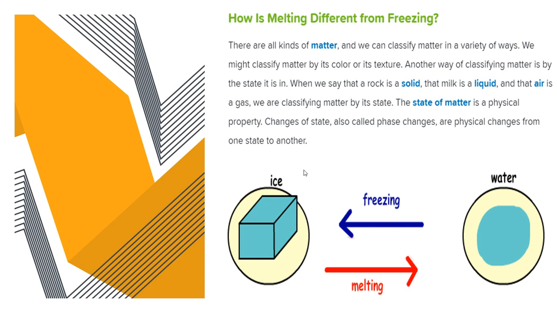So how is melting different from freezing? There are all kinds of matter. We classify matter in a variety of ways, by its color or its texture. Remember, that's called properties. Properties is how you describe. Another vocabulary word came to my mind.